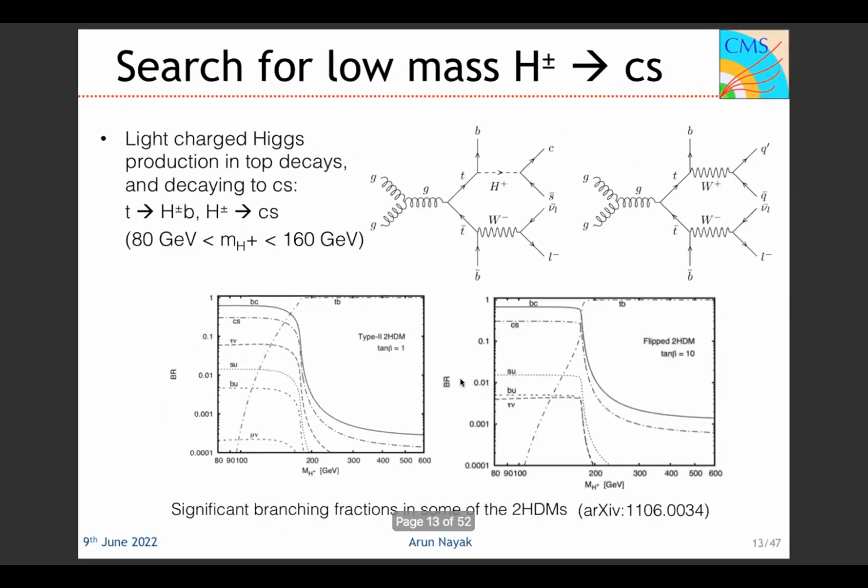Okay. The next one is a search for low mass charged Higgs, which decays to a c quark and an s quark. This kind of search is motivated by some of the two Higgs doublet models, where you can see this is a type 2 two Higgs doublet model, but with a low tan beta region, where for low charged Higgs mass you have an enhanced branching fraction for cs, also cb. Similarly, for a type 3 two Higgs doublet model, even in a high tan beta region, you also have a higher branching ratio for the c and s one.